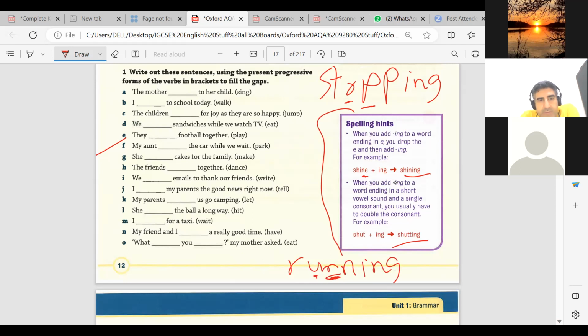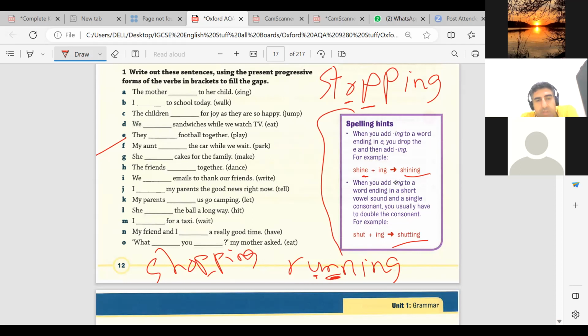Yes, can you complete please? Like shop, the same, ya Khalid. Shop. The same. So double P plus ing: shopping. Any questions, ya Akram? No, I don't have any questions.